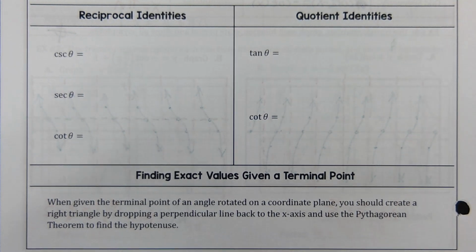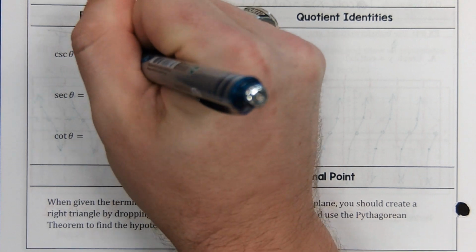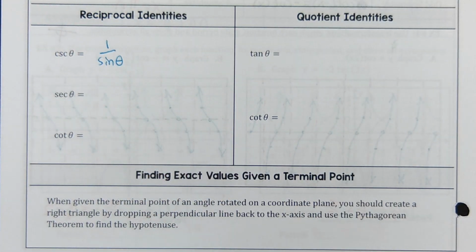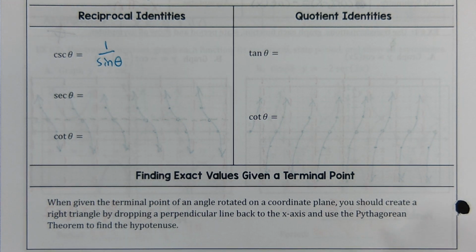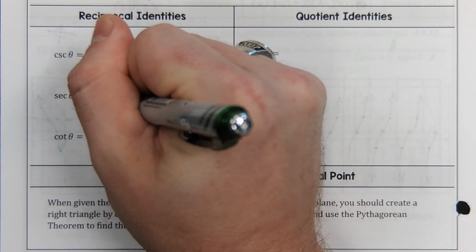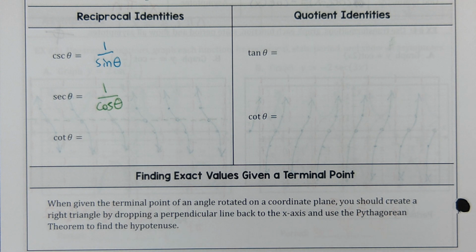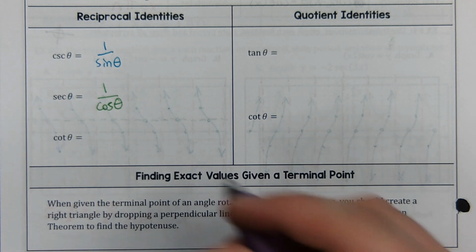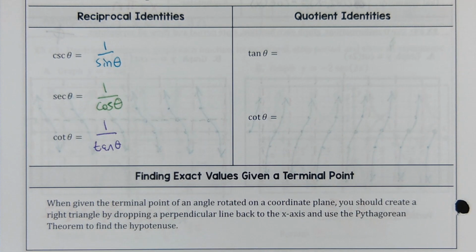The reciprocal identities. Cosecant theta is the reciprocal of what? Sine theta, yeah. So cosecant theta is 1 over sine theta. Secant theta is the reciprocal of cosine theta, so 1 over cosine theta. And cotangent is the reciprocal of tangent theta, so it's 1 over tangent theta. These are the reciprocal identities.